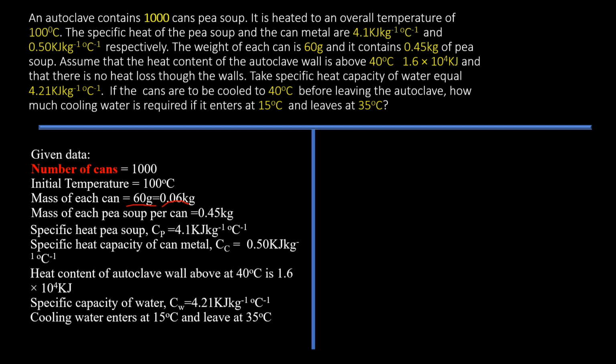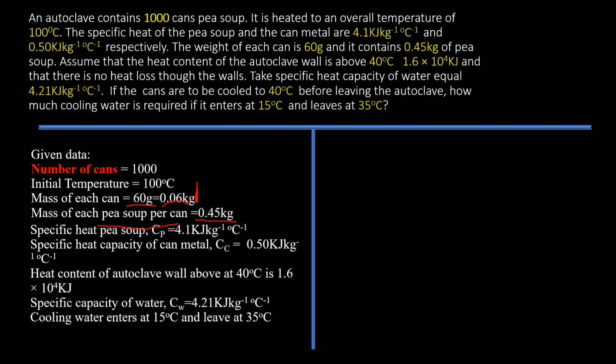Then we're given the mass of each pea soup to be 0.45 kilogram. Mind you, don't forget that we have 1000 pea soup there. That is, we need to multiply by 1000. And don't forget that we have 1000 cans as well. So the mass given here is for just a single can. Okay, take note of that.